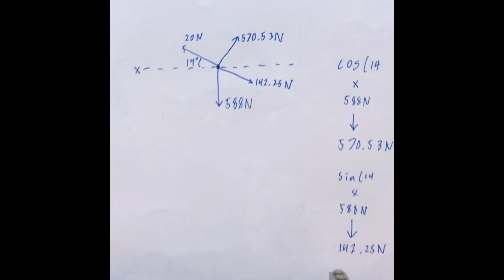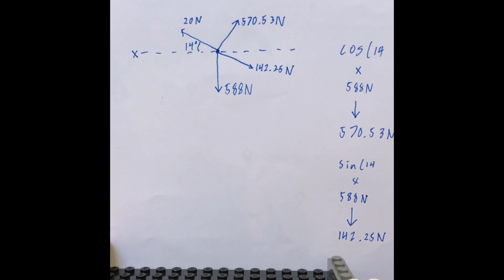142.25 newtons. So in the next section, Gian will be covering whether this box is actually going to go anywhere. But for now, let's move the camera. That is our free body diagram as it stands.